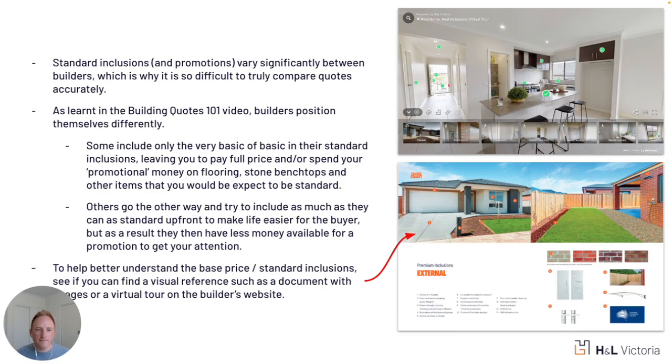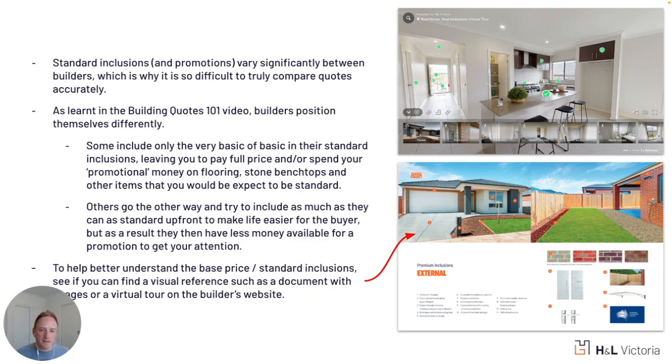One of the things we find is that they can vary so much. In the previous video, we talked about what's included in a base price in a quotation, and also showed you four different builder types and how they may word their quotations. That's what makes it so hard for you to compare. As you learnt in that video, some may include the very basic of basic in their standard inclusions, giving a really cheap base price, but it leaves you to pay full price for every upgrade thereafter. For example, they may not even include flooring in their base price, and then you have to pay full price for that or get a promotional pack.